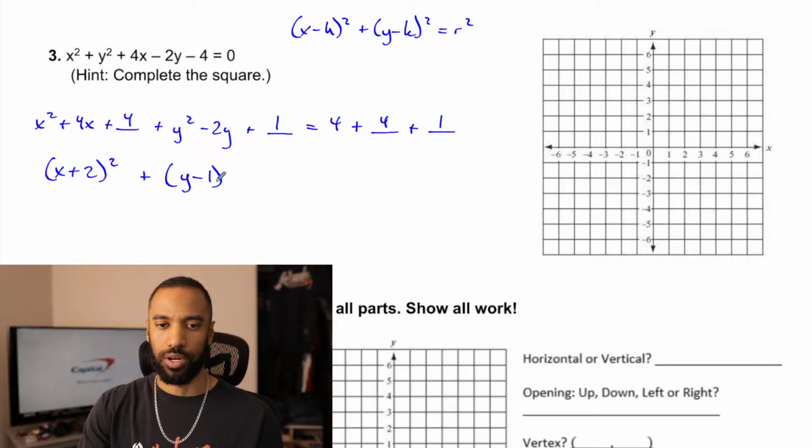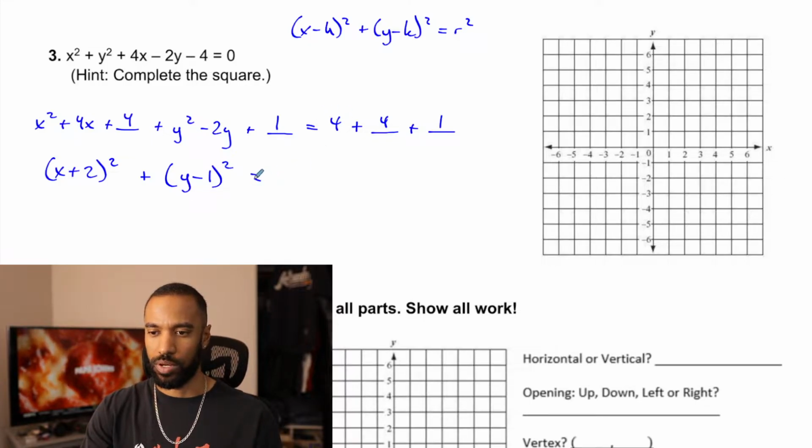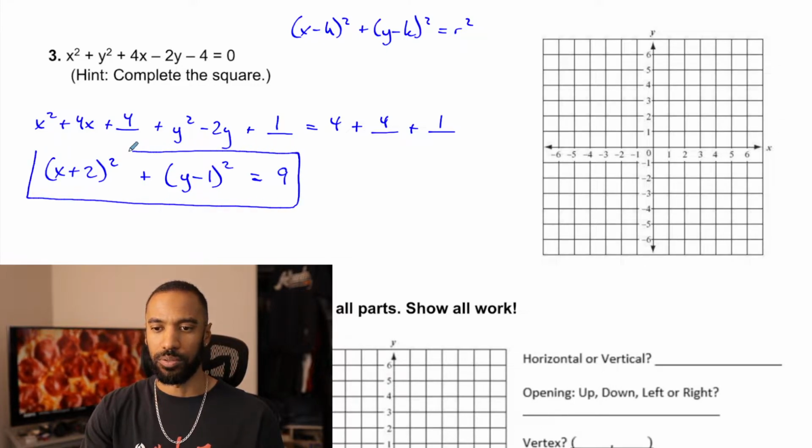This is y minus 1 quantity squared. I think we saw a version of that a second ago. And 4 plus 4 plus 1 is 9. So this is the equation in standard form for the circle.